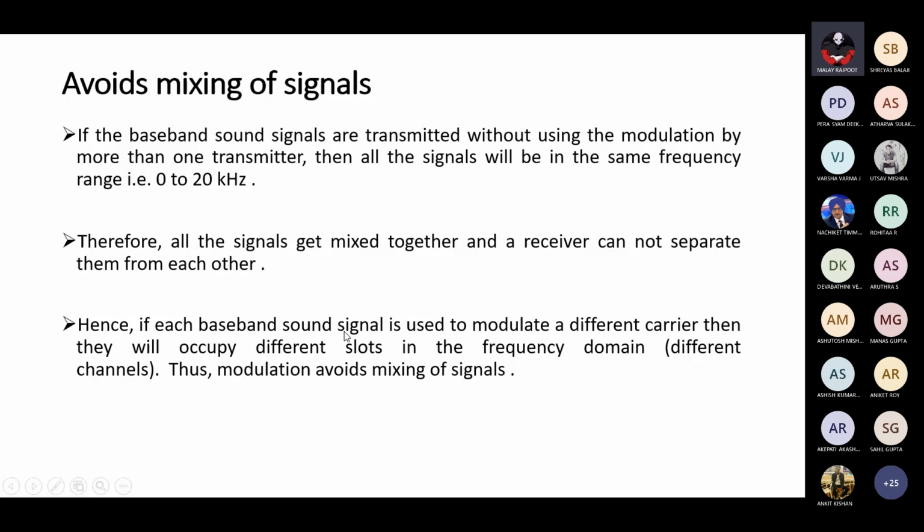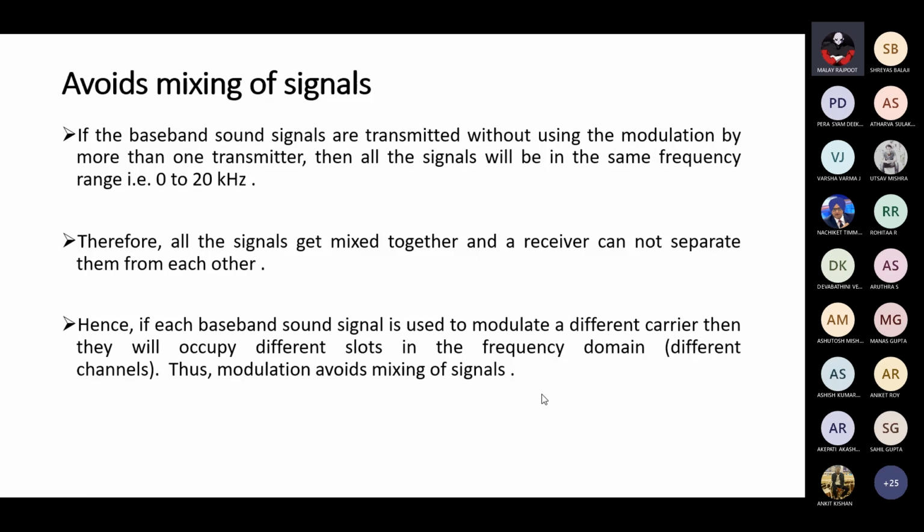So this is what I said: avoid mixing of signals. If the baseband sound signals are transmitted without modulation by more than one transmitter, then all the signals will be in the same frequency range, nearly 0 to 20 kilohertz. Therefore all signals get mixed and the receiver cannot separate them from each other. If each baseband signal is used to modulate a different carrier, they will occupy different slots in the frequency domain. So we can avoid mixing of the signals, or interference can be reduced.